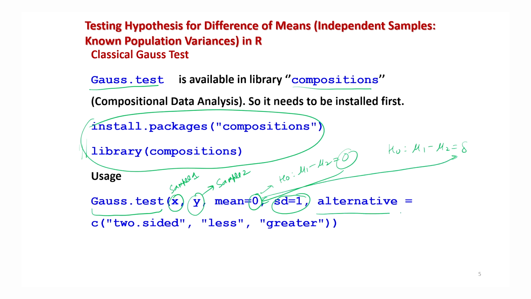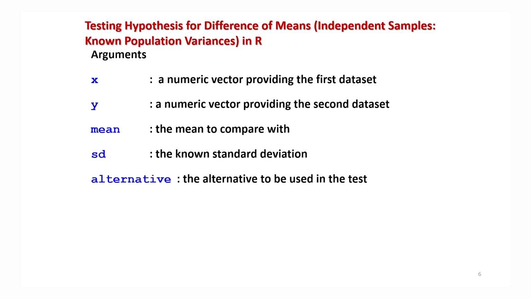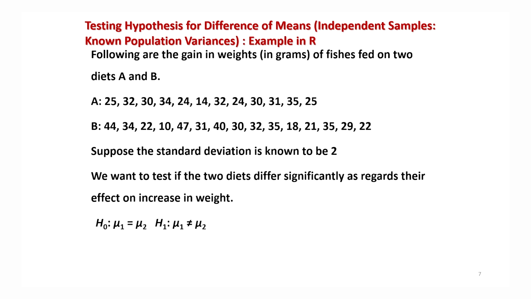The alternative will remain the same as per your choice and requirement: two-sided, less, or greater, as we have done in the earlier command. So this is the same thing I just explained. Now we consider an example and implement it in the R software.